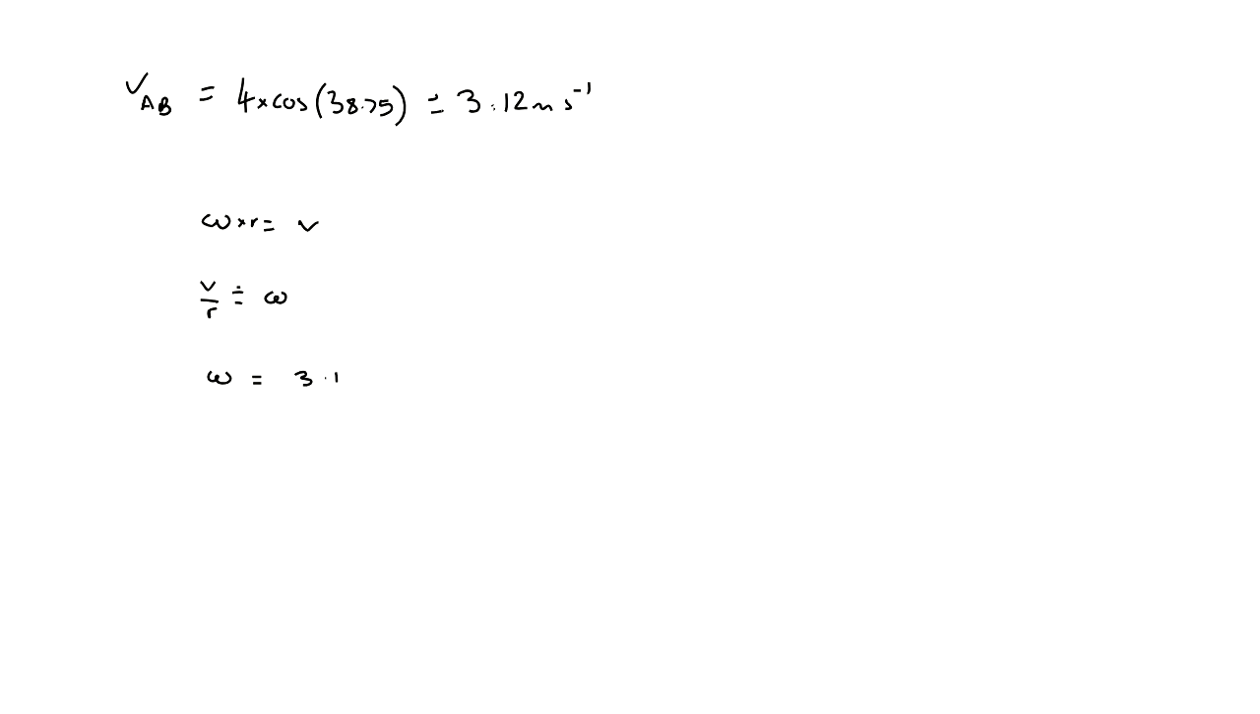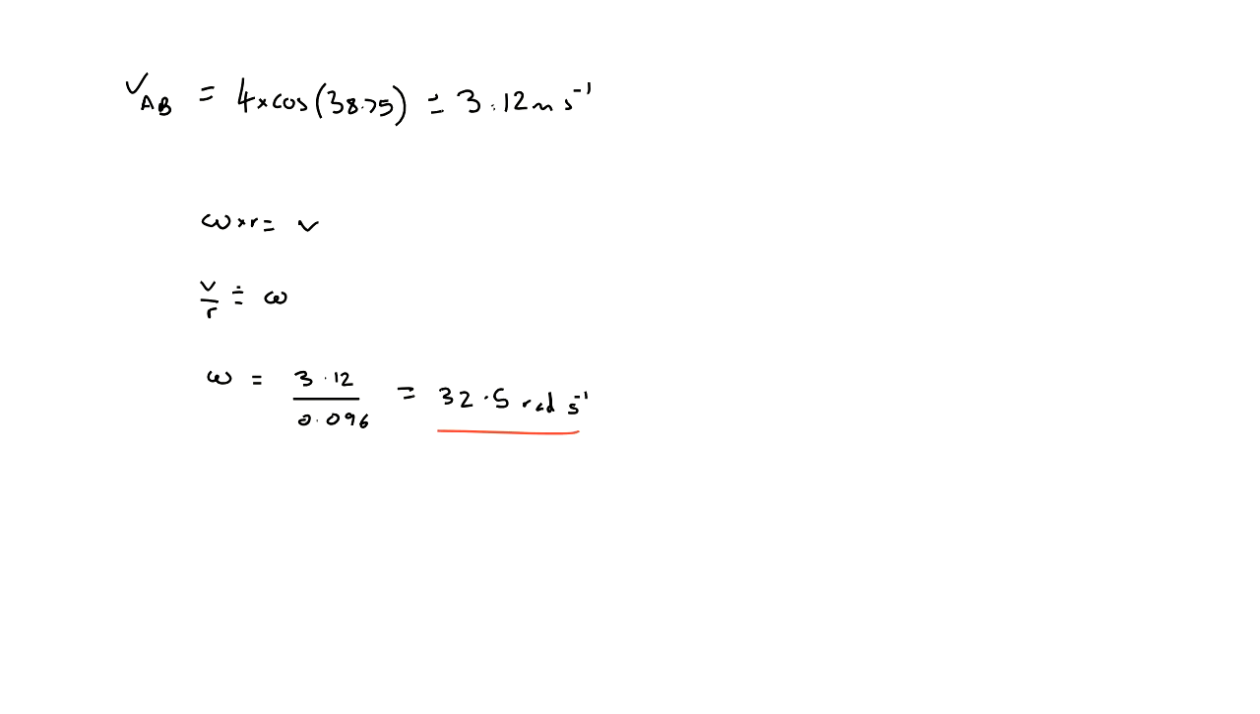So our angular velocity of BC is equal to 3.12 divided by 0.096, which is 96 millimeters. That gives us an angular velocity of 32.5 radians per second. That there is what you need to do to answer part A, with the numbers that are on the assignment sheet.